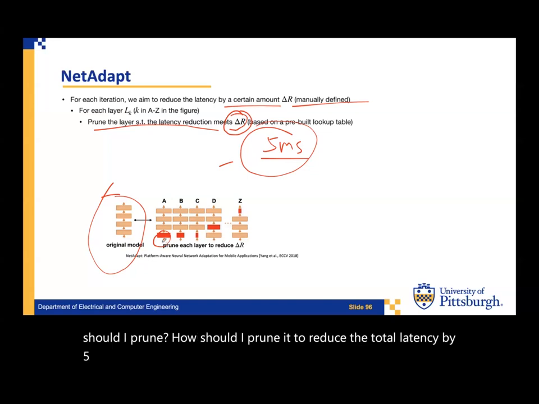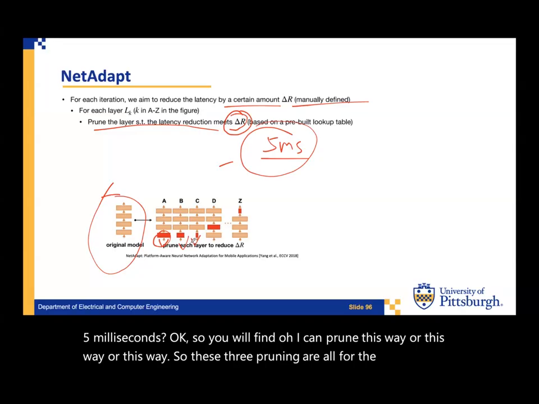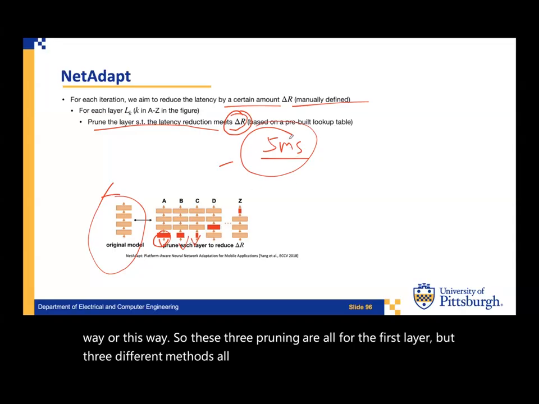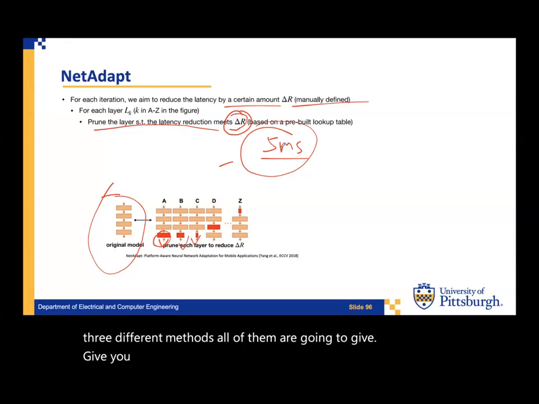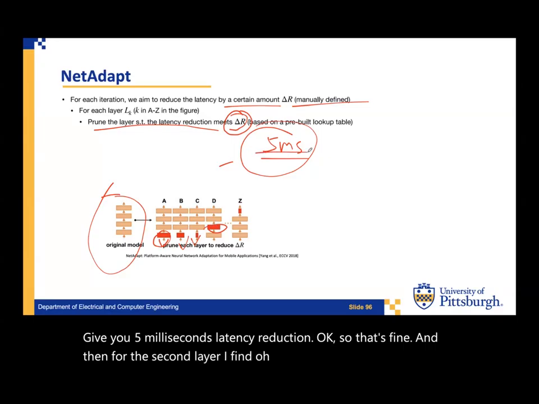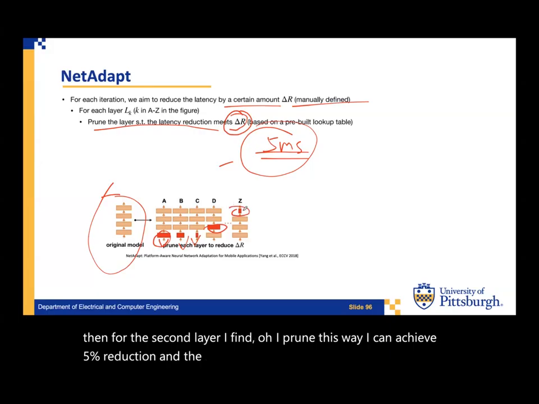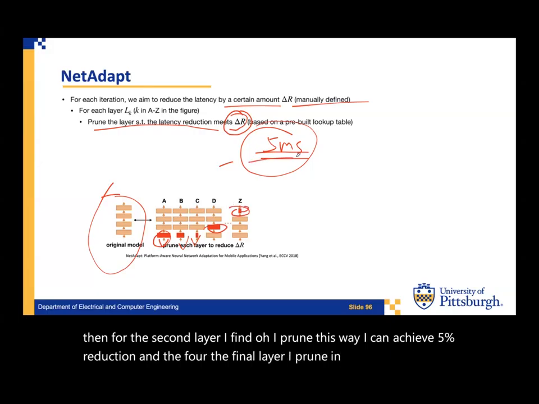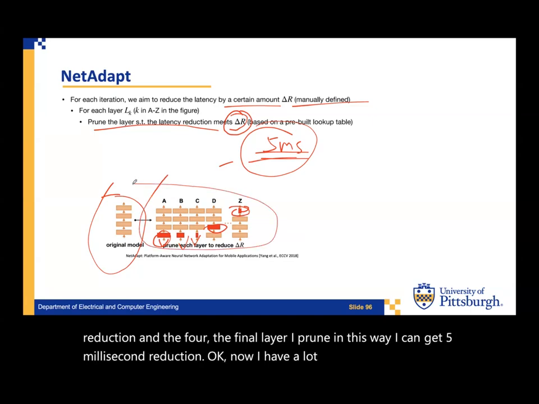You will find, oh, I can prune this way, or this way, or this way. These three prunings are all for the first layer, but with three different methods, and all of them give you a 5 millisecond latency reduction. Then for the second layer, I find that if I prune this way, I can achieve a 5 millisecond reduction. And for the final layer, I prune in this way and get a 5 millisecond reduction. Now I have a lot of candidates.